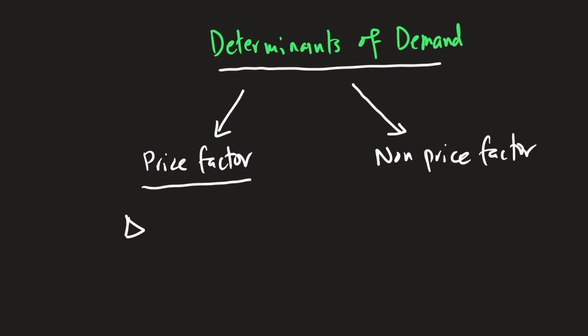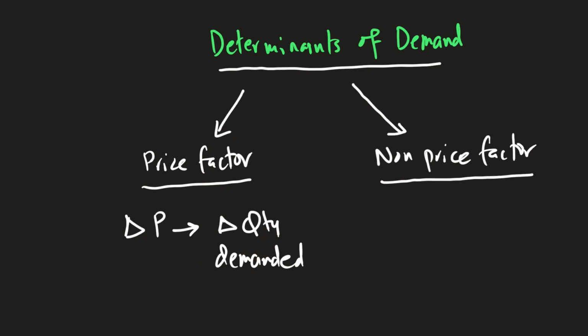The price factor is basically when the price of a good changes. We have seen that this change in price, this triangle by the way means change, will lead to a change in quantity bought or quantity demanded, which is basically a movement along the demand curve. So the first determinant of demand is the price of the good itself, which will result in a change in quantity demanded. But there could also be a non-price factor which is playing a role. So far, when the price of a good goes down, we saw the quantity demanded go up, and our assumption here was that we're keeping everything else constant.